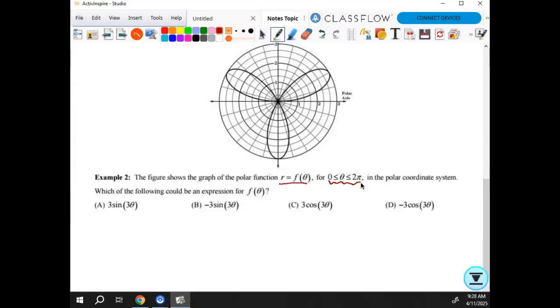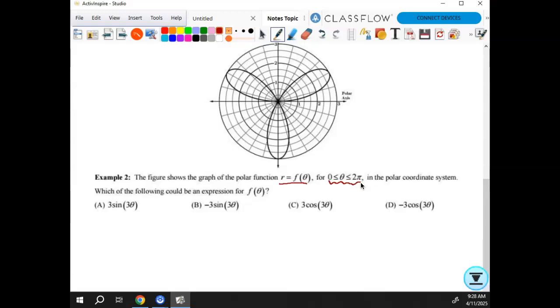Okay? And then I'm going to address that again once we look at the other graph. In the polar coordinate system, which of the following could be an expression for f of theta? All right, so when you look at this graph, right now, you should be able to eliminate some answer choices. Look at your answer choices, look at your graph. What can we eliminate? C and D.